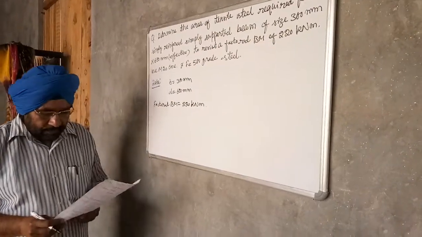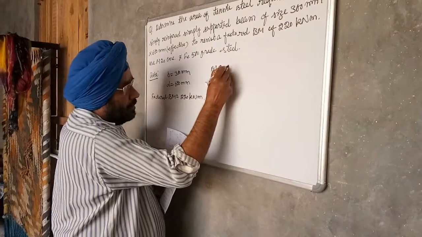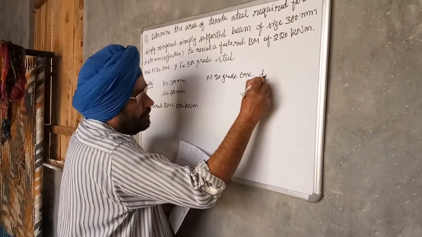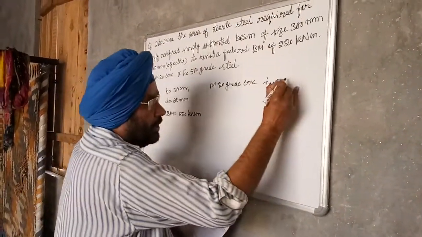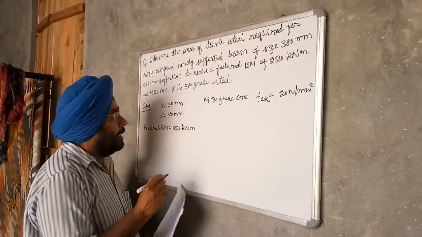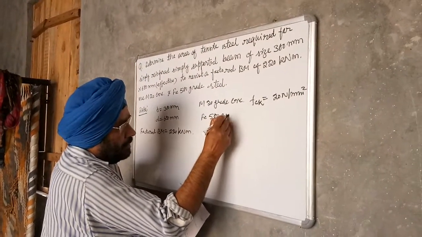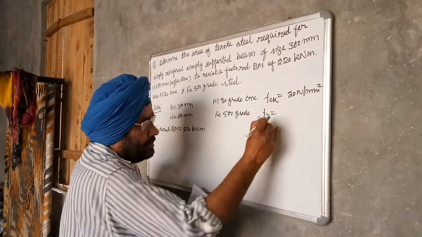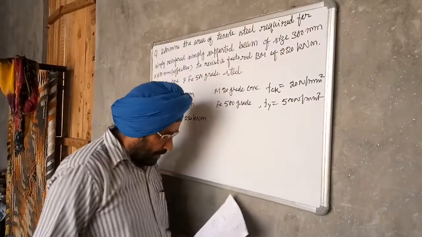First of all, the grade of the concrete is M20. For M20 grade concrete, FCK, the characteristic compressive strength of concrete, is 20 Newton per square millimeter, and the steel grade is Fe 500 grade steel. So for this, the yield stress of steel Fy is 500 Newton per square millimeter.